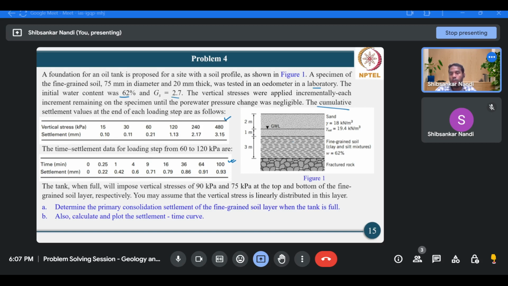I hope so. Now what do we have to do? We have to first determine the primary consolidation settlement of the fine grained soil layer when the tank is full. This is question number 1. In the next question, we have to calculate and plot the settlement time curve for the field condition. Please be very careful about the field condition, whereas the time settlement data given to this problem are for the laboratory condition. Okay, so now we'll proceed to solve this problem.